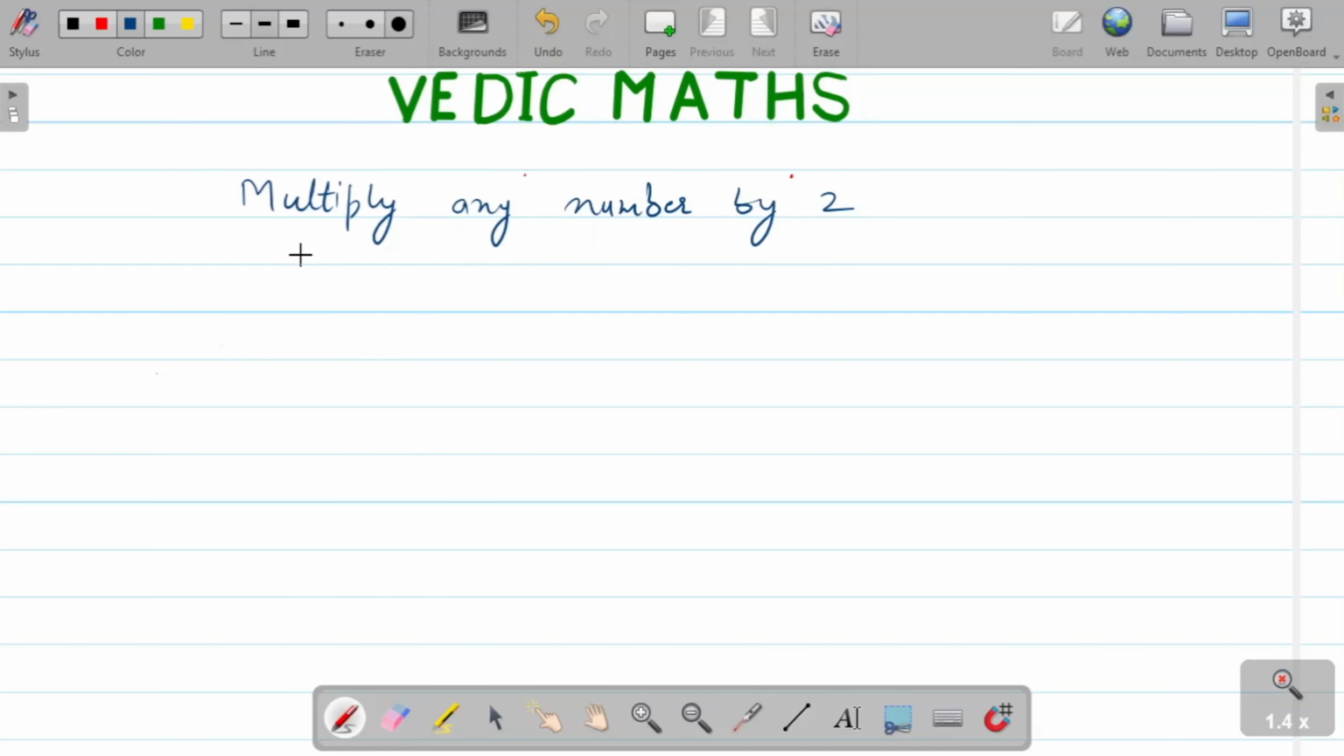Hello students, today we are understanding how to multiply any number by 2. It may seem very easy, but let us see the concept.